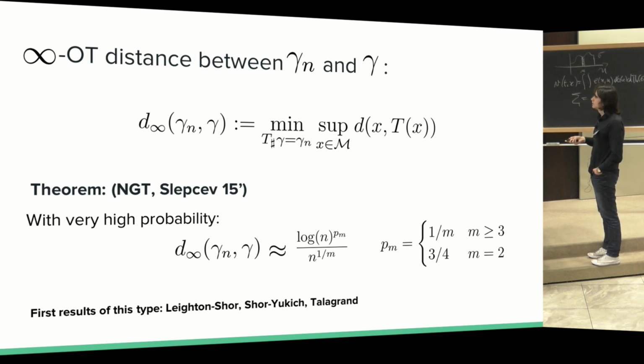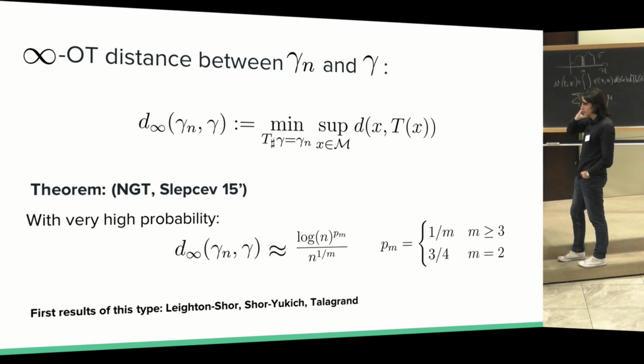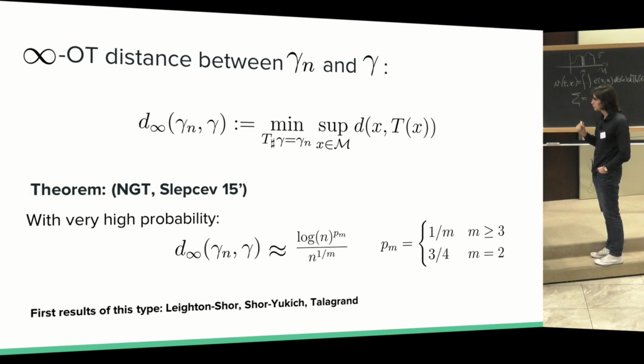And so in the 80s and 90s, these same people that Michel Ledoux mentioned yesterday also obtained estimates for this infinity cost, but in the case of the cube. Okay, so the uniform measure on a uniform cube.